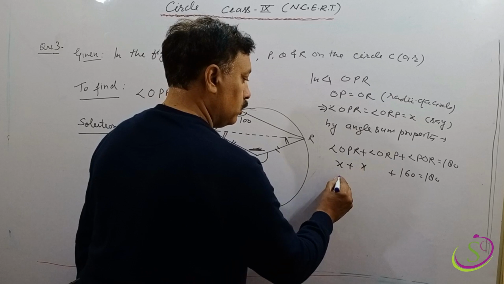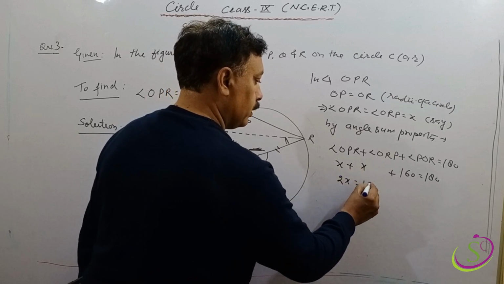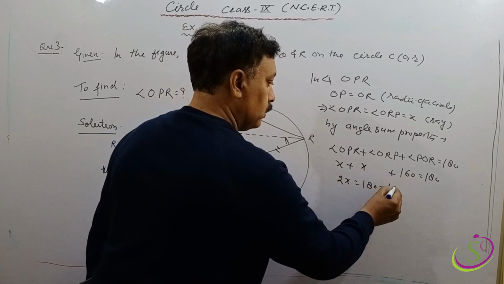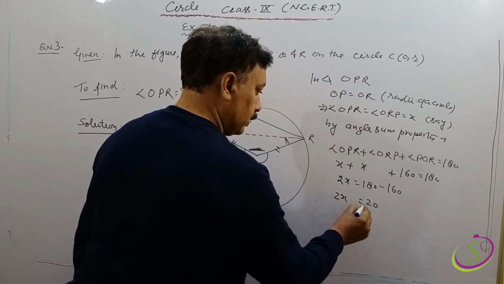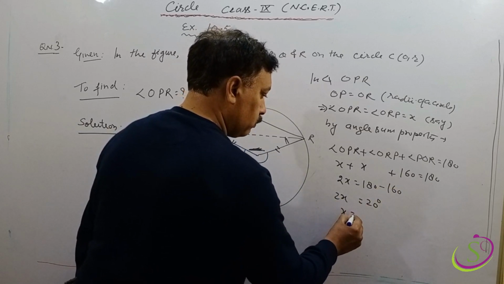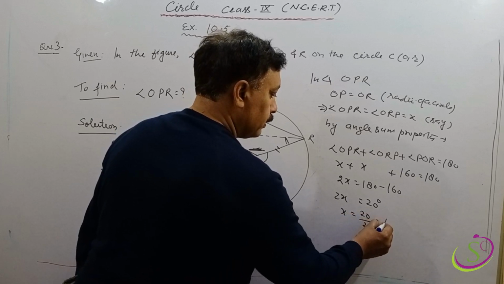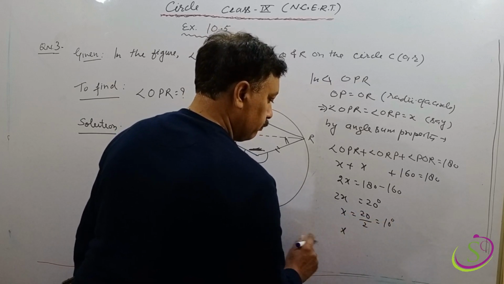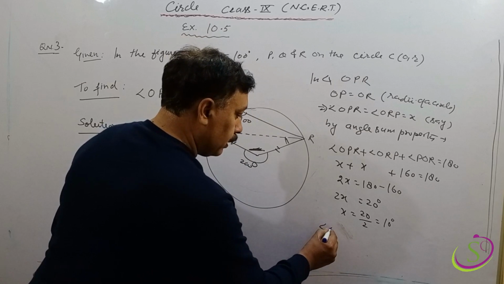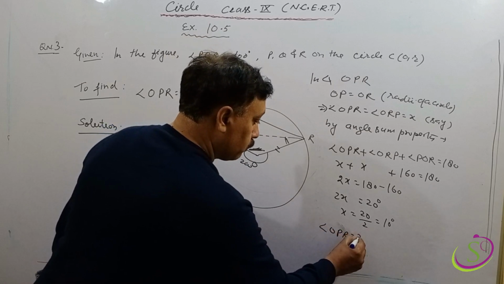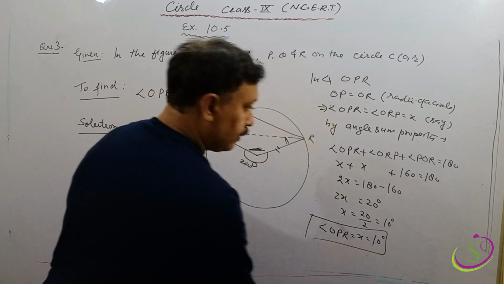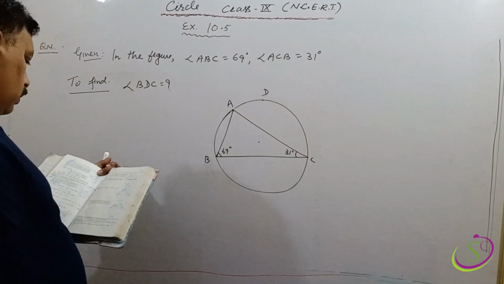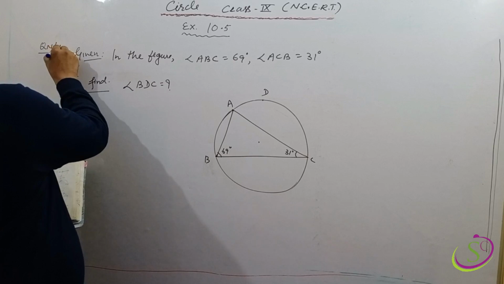So this becomes 2x equal to 180 minus 160, transpose, that becomes 20. So 2x equal to 20 degree. So x equal to 20 upon 2, that is 10 degree. Means angle OPR equal to x, equal to how much? 10 degree. Is it clear? So do it.